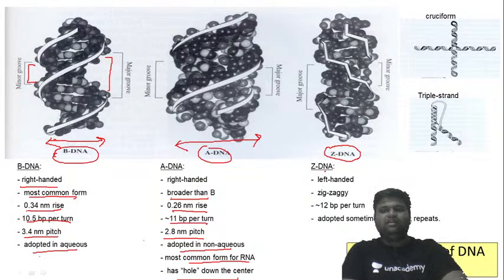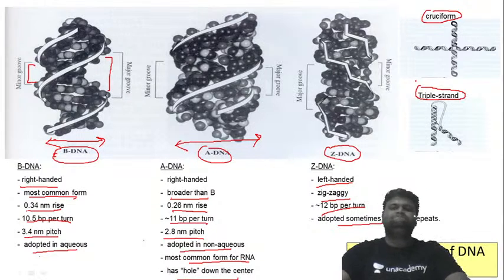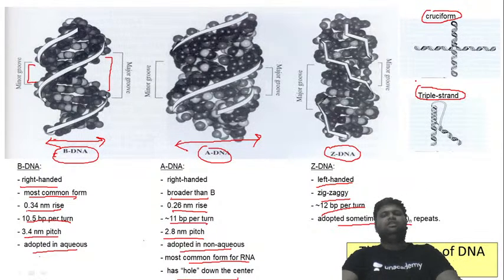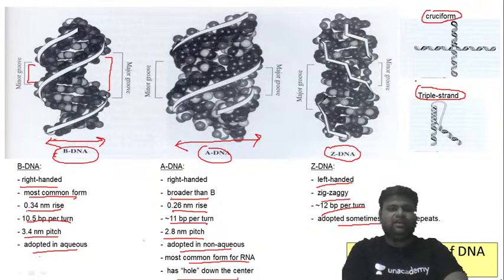And this is the Z-DNA. Z-DNA is left-handed. It is zigzaggy, and it has 12 base pairs per turn, and it is adopted sometimes by the CG repeats. This is also one of the forms. This is a cruciform form of DNA, and this is the triple strand form of the DNA or helix. So this is the basic difference between the A-DNA, B-DNA, and the Z-DNA.